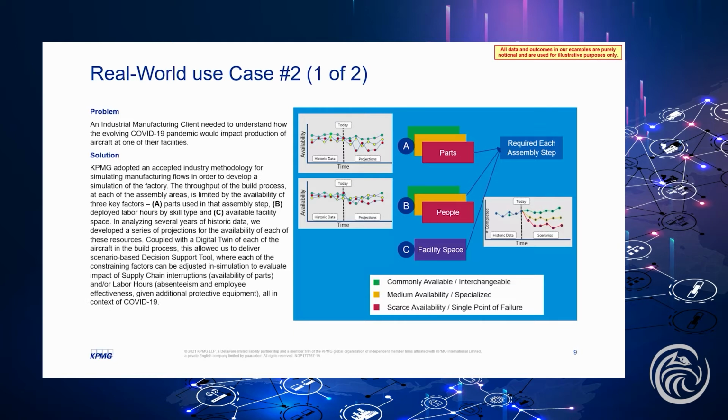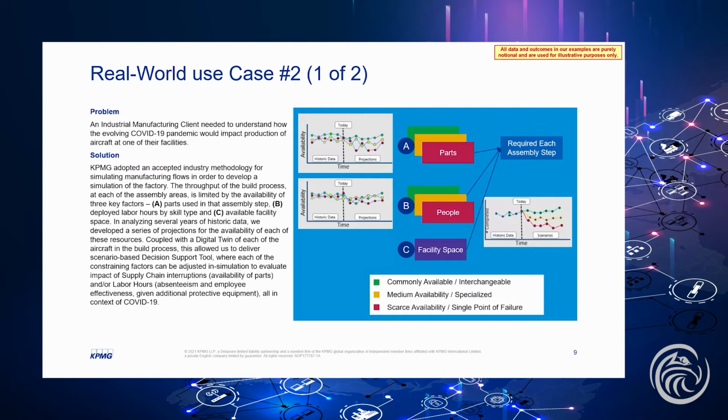Now, this industrial manufacturing client was building a physical asset, in this case, an aircraft. They were concerned about the potential impact and interruption that the COVID pandemic would have on their ability to deliver these platforms on schedule. We adopted an industry-standard methodology that looks at the production flow in terms of availability of three key resources: parts, people, and facility space.